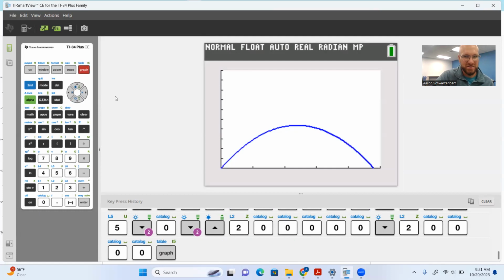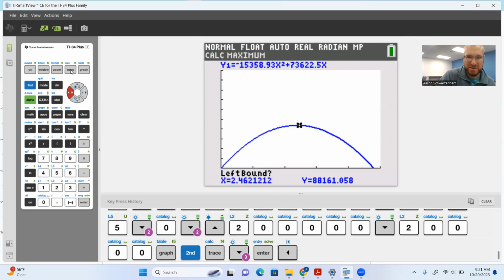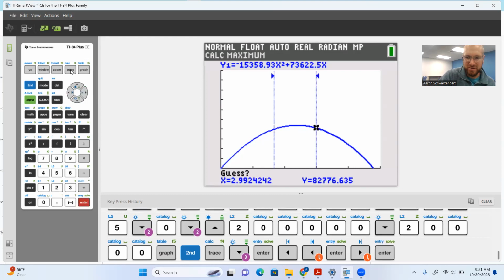Oh, hey, I see a max. I don't care that it's not near the top. It looks different than the book, but I see the max pretty clearly, so that's good. So I'm just going to go find maximum. Second trace, again, the calc menu, maximum. Find something on the left for a left boundary. Find something on the right for a right boundary. And I get a maximum at 2.39 here.